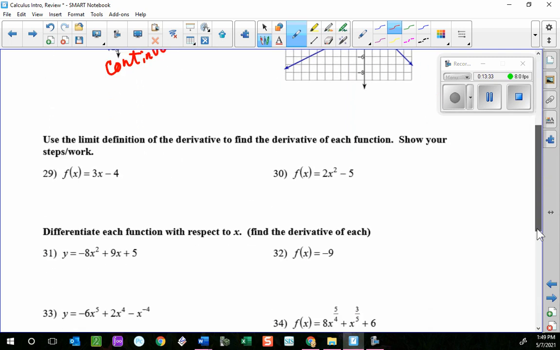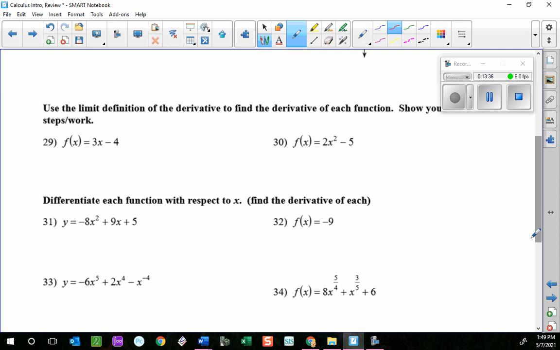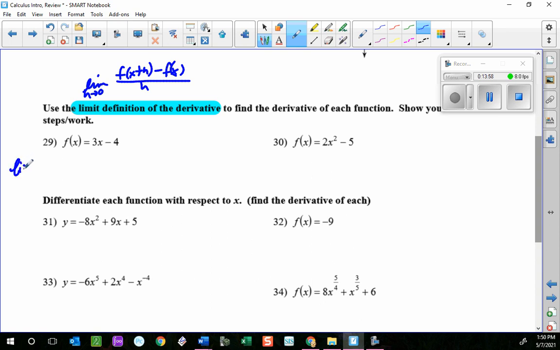Alrighty, so down here we're doing some derivative work. So this problem down here says to use the limit definition of the derivative. So remember that that is the limit as h goes to 0 of f of x plus h minus f of x all over h. Okay. So here we go. For number 29, I got the limit as h goes to 0, f of x plus h. So that would be 3 with x plus h put inside minus 4 minus f of x. So minus this problem here. So it'd be minus 3x and minus 4 turned to plus 4 all over h.